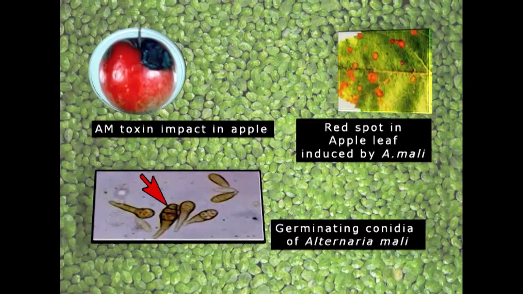AM toxin, or in other words, it is so called because of the Alternaria mali toxin. What is important about this fungus Alternaria mali? These are the conidia which will germinate and will cause disease both on the fruit, causing the scab disease on the apple fruit, or it can cause leaf spot in the form of brownish lesion, and this brownish lesion with age will gradually become brown.